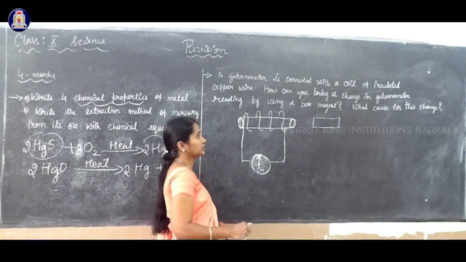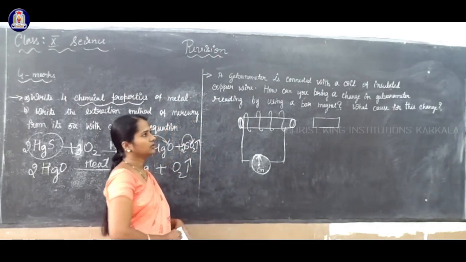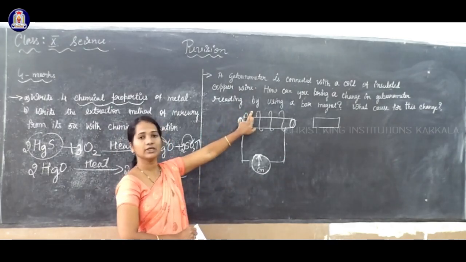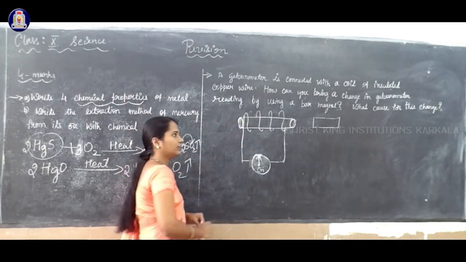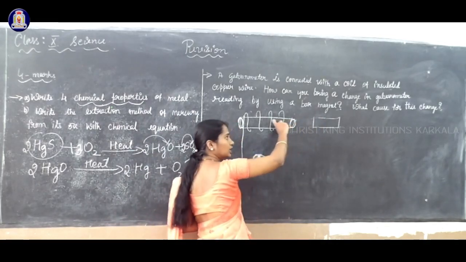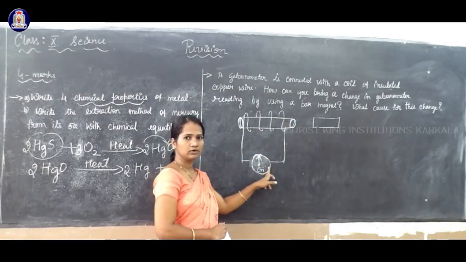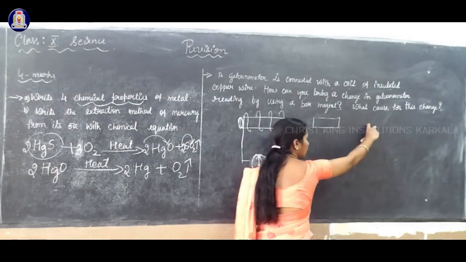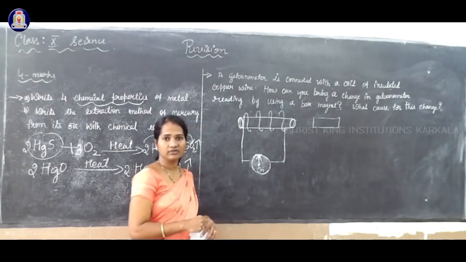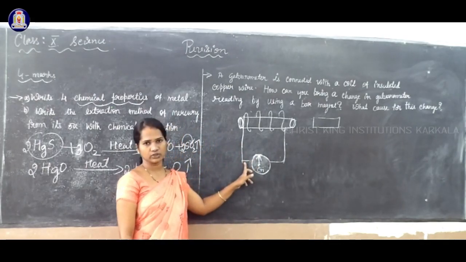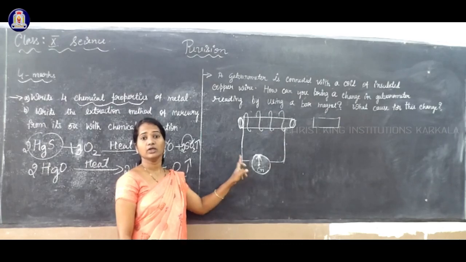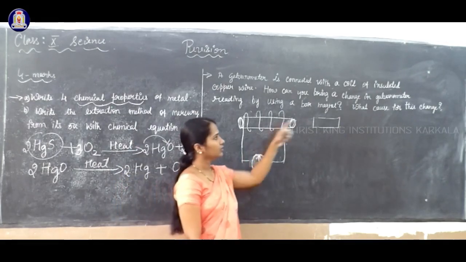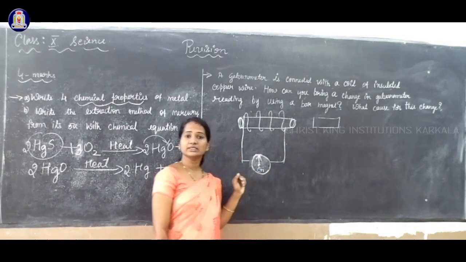Here the question asked is how can you bring a change in the galvanometer reading by using a bar magnet? When the bar magnet is pushed into the coil, the needle shows a deflection. Next, when the bar magnet is pulled out from the coil, the needle deflects in the opposite direction. Hence we can change the deflection in the galvanometer. What is the reason for this?